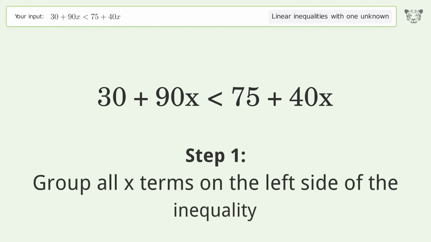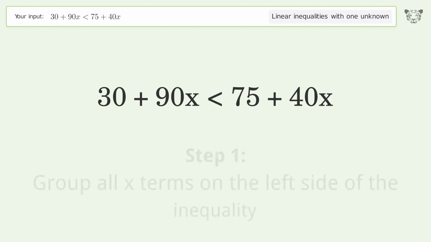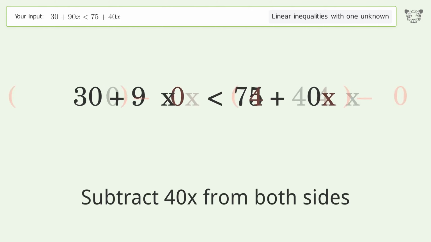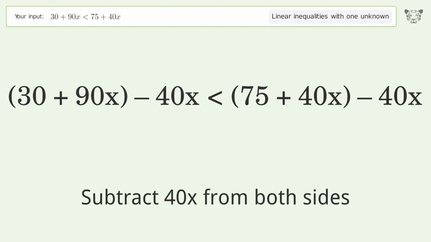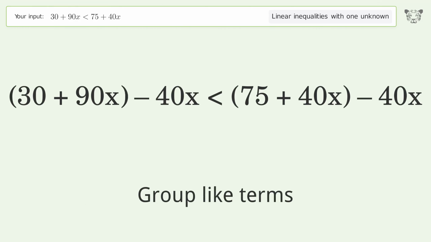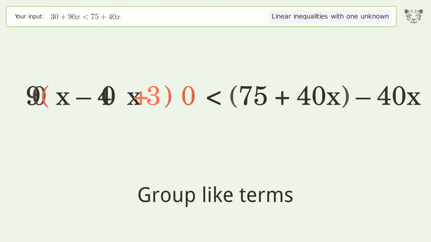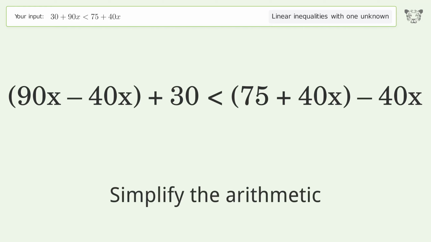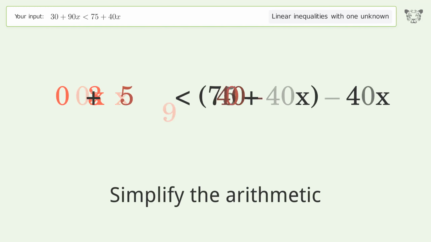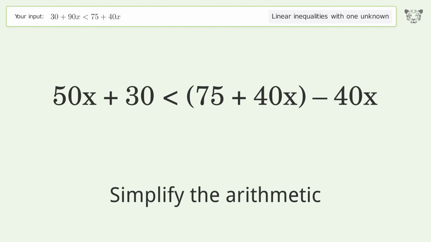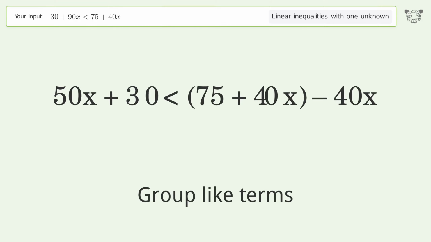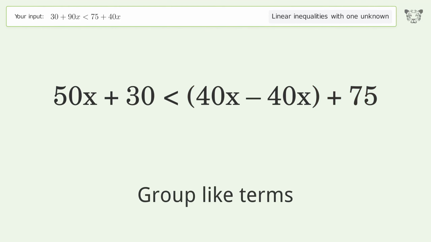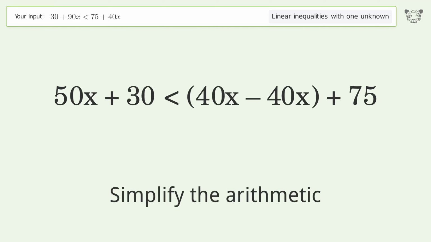Group all x terms on the left side of the inequality. Subtract 40x from both sides. Group like terms. Simplify the arithmetic. Group like terms. Simplify the arithmetic.